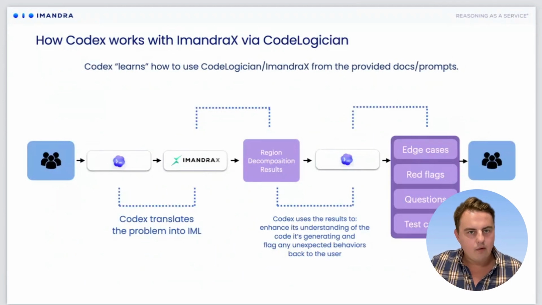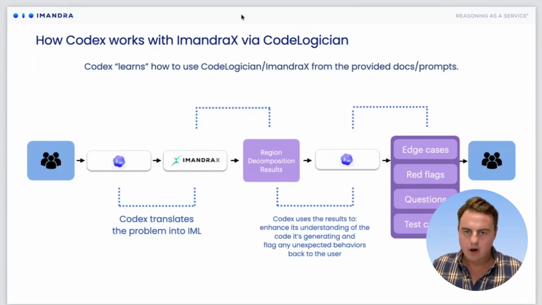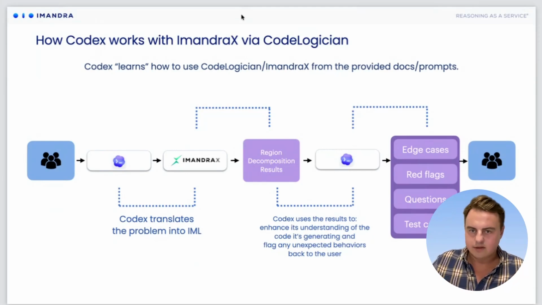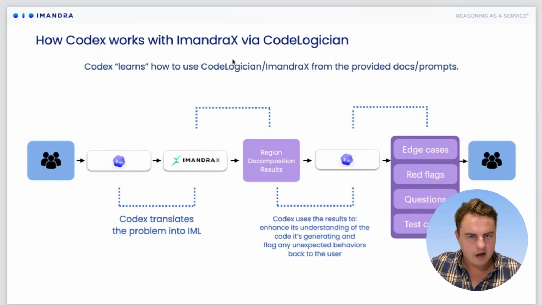Okay, so now how do we connect this feature to Codex? How do we empower Codex to reason logically about code that it is generating or analyzing? We're going to do that with CodeLogician. Ultimately, what Codex is going to do is translate the code it's seeing into IML, then invoke region decomposition, get the results back and interpret them. So it's a very natural way to integrate this technology together.